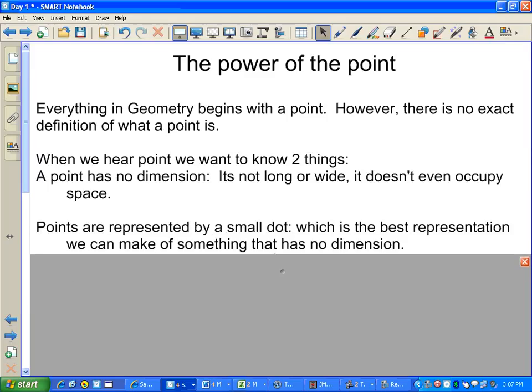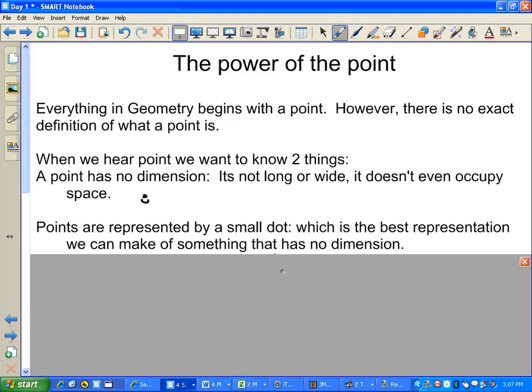So, two things that we want to know about a point. It has no dimension, so it's not long or wide, and it doesn't occupy any space. So even if I put a point on here, I could come up with a ruler and measure how wide this point is, and it would have some measurement.